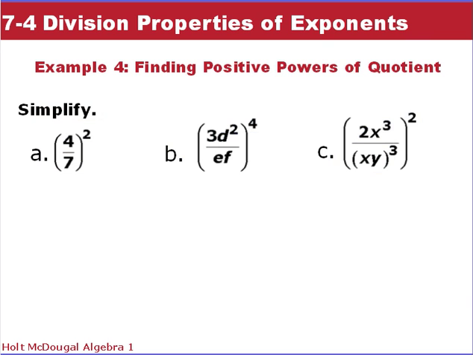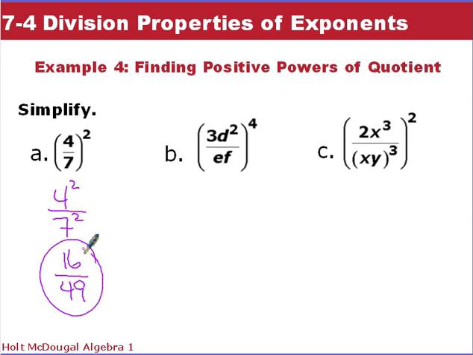So here's an example. We want to simplify these three expressions. The first one, we have 4 over 7 squared. So that's going to become 4 squared over 7 squared, or 16 over 49.